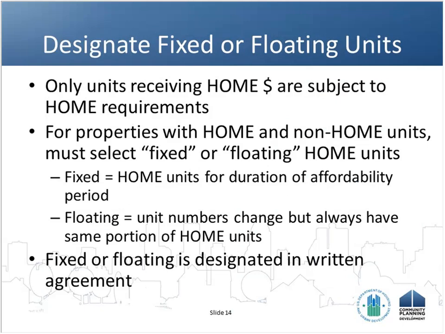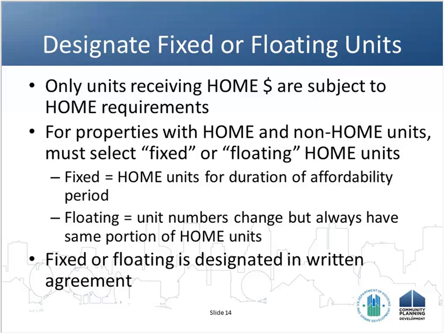So I want to talk a little bit about designation of units, whether they're going to be fixed or floating. This applies to each of our HOME-assisted units within a project. I mentioned using our cost allocation process, we're going to be deciding based on the investment and also based on our maximum subsidy per unit. We're going to designate a specific number of units, broken out by size of units within that property. They're going to be our HOME units throughout that affordability period.